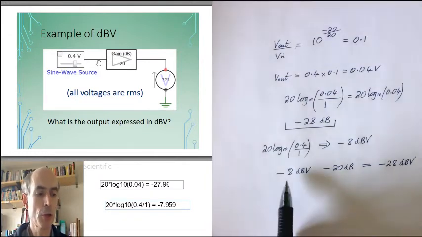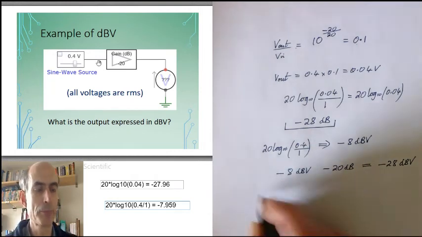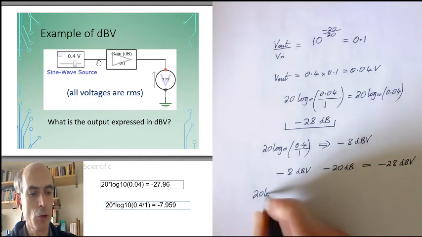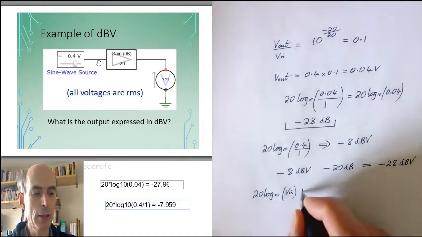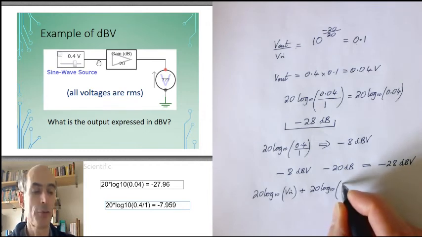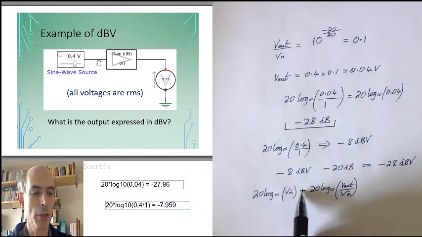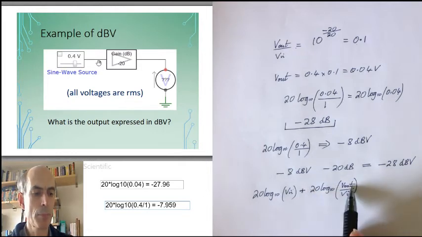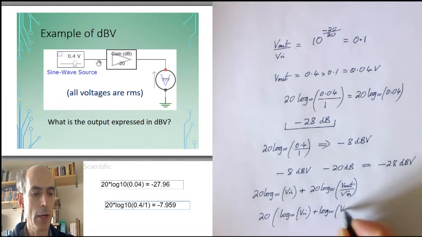And this works because decibels are logarithmic units. Effectively, what I'm doing is taking 20 log 10 of my input voltage, adding 20 log 10 of the gain of this amplifier, V out over V in. That's an addition of the minus 8 plus the minus 20. Well, that is 20 times log 10 of V in plus log 10 of V out over V in.